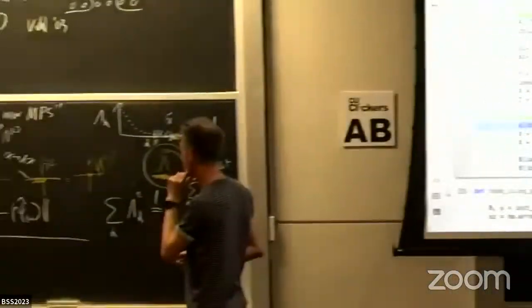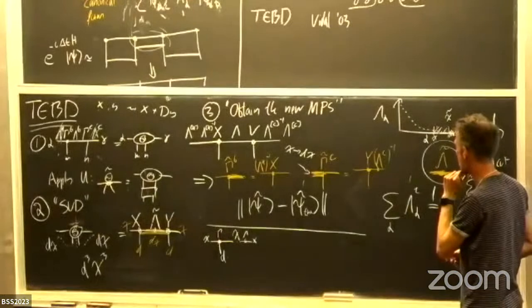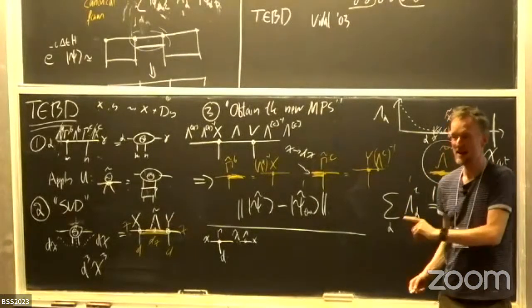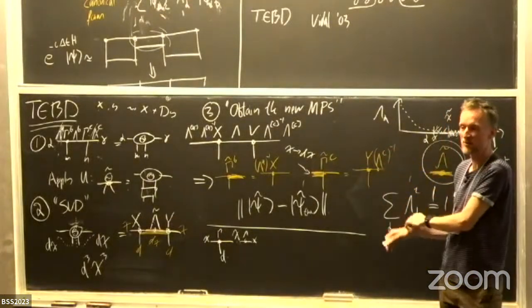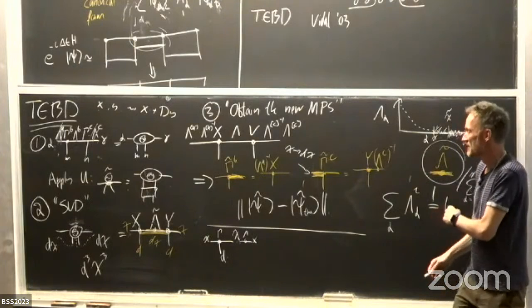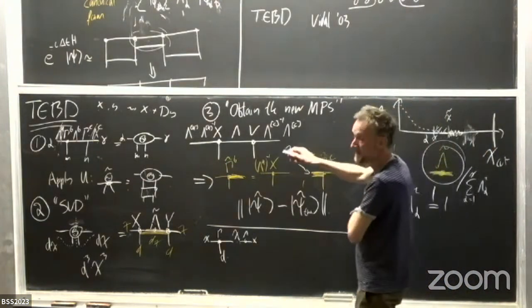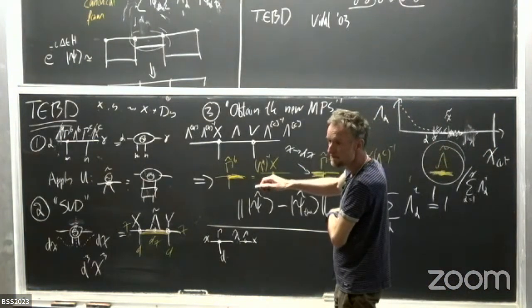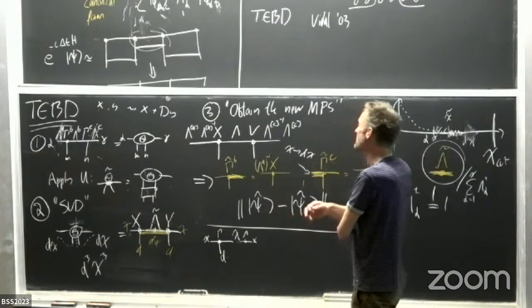Sorry, is this the analog of setting your orthogonality center in DMRG? Yes, actually, I'm going to explain DMRG in exactly the same language in a moment. But for the canonical form, you're doing that along the chain. In DMRG you have to update which site you're at. But there's a slight difference.